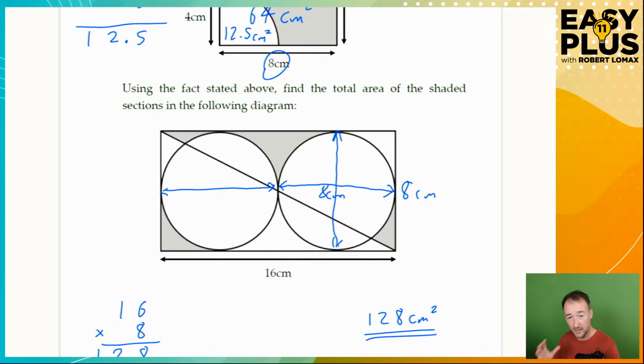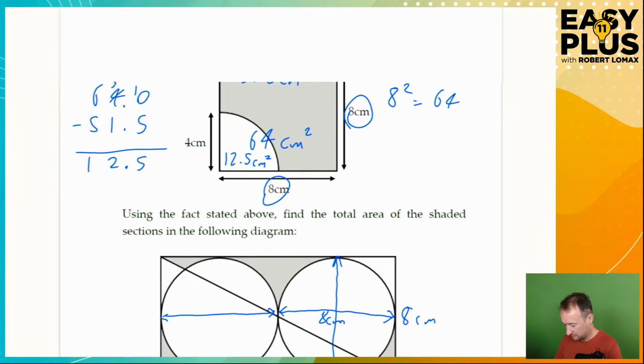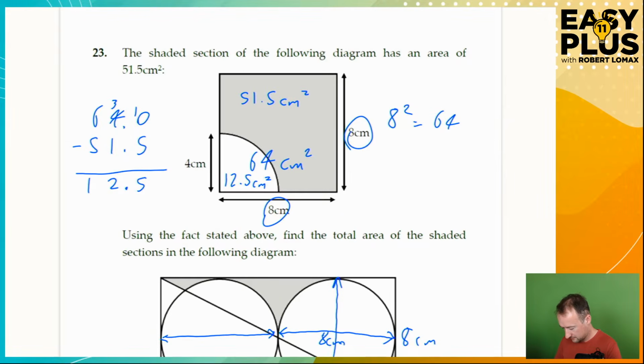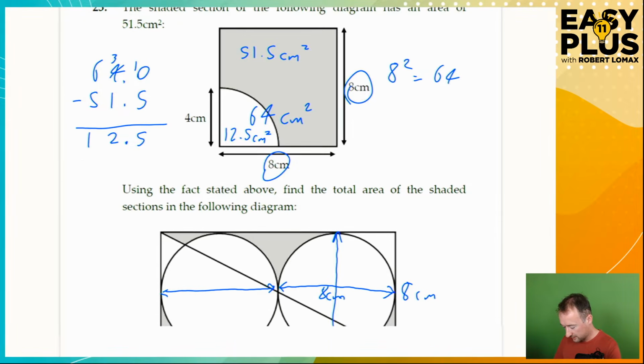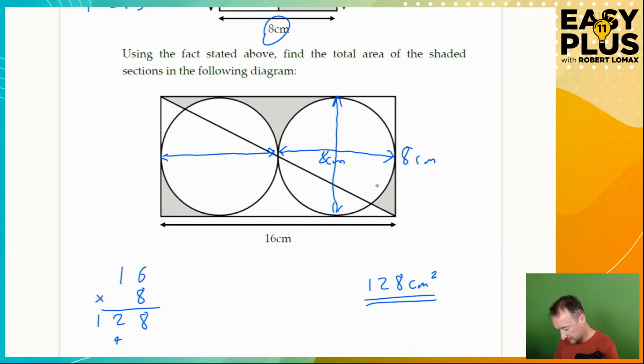So what happens if we take the area of the rectangle and get rid of the areas of the circles? But we don't know the areas of the circles. Yes, we do. Because if we go up here, we can see that a quarter circle here has an area of 12.5 centimeters squared. So the complete circle here must have an area of 4 times that. 2 times 12.5 is 25, 4 times 12.5 is 50.